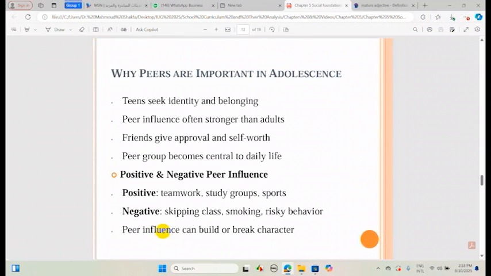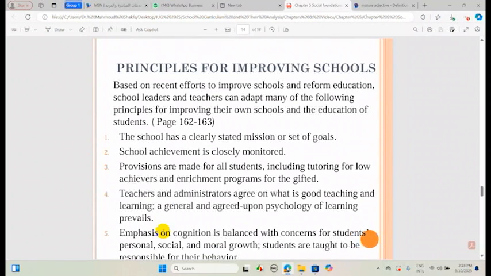Peer influence is often stronger than adults. Friends give approval and self-worth. Peer group becomes central to daily life. Positive and negative peer influence. Positive: teamwork, study groups, sports. Negative: skipping classes, smoking, risky behavior. Peer influence can build or break character.